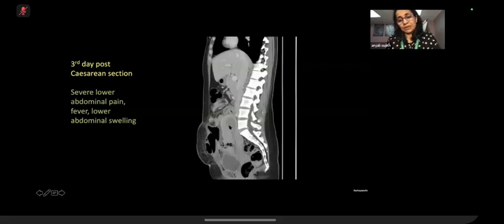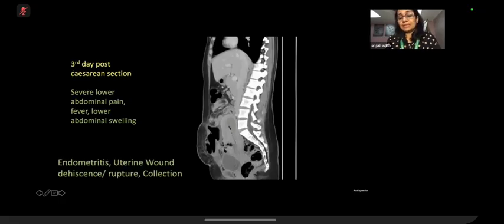There is a lot of overlap between the normal post C-section findings, because the endometrial cavity can have some amount of air in it, can have some high density contents within it. But this appearance is abnormal. There is air throughout the lower uterine wound, which is contiguous with the anterior collection, which is showing an air fluid level. So this is an abscess. This could be an infected bladder flap hematoma. And this appearance is concerning for uterine wound dehiscence or rupture with a collection and with endometritis.